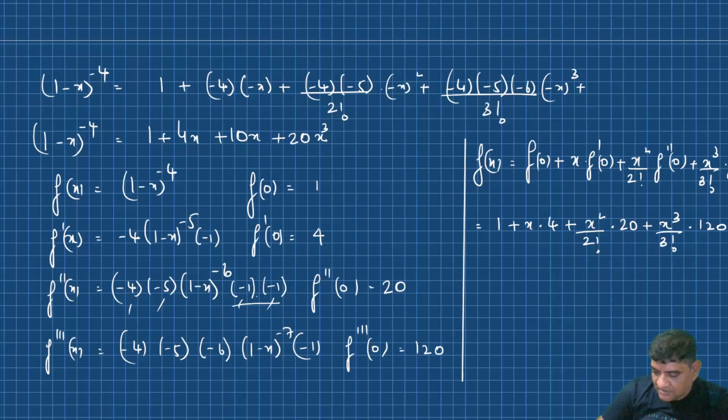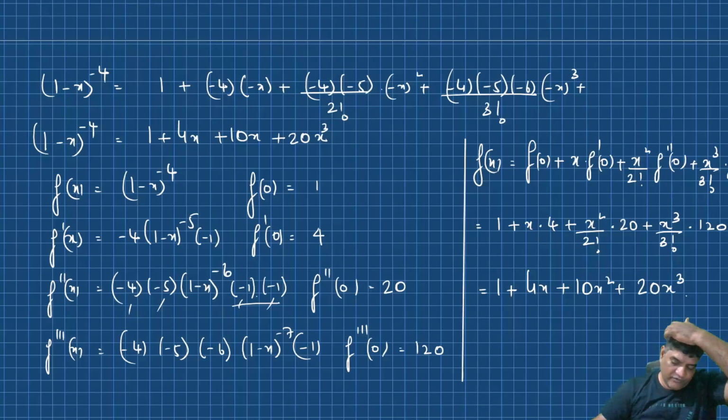So if I rewrite this, it is simply going to be 1 plus 4x plus 10x squared plus, 120 divided by 6 is nothing but 20x cubed. Okay, so both the methods are fine. Whatever you feel comfortable with, please go ahead with that.